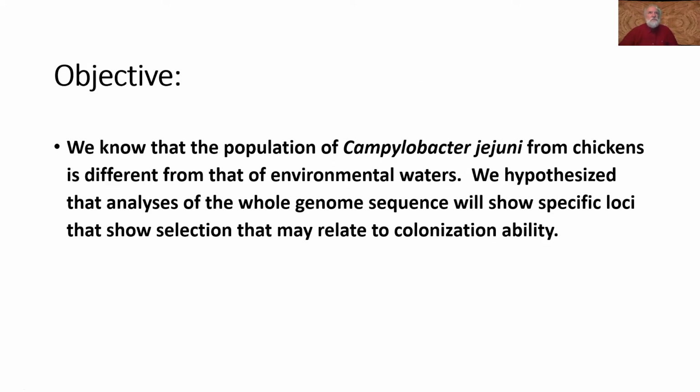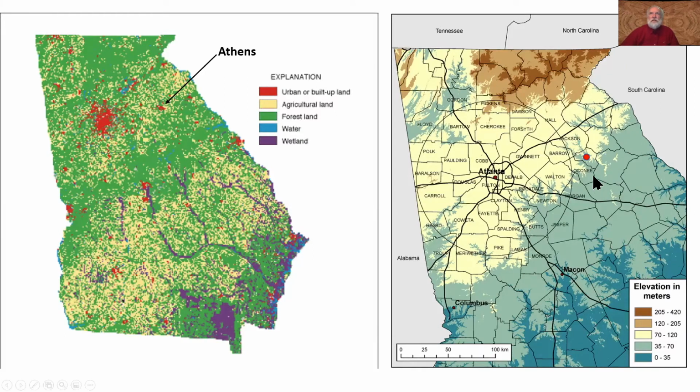The objective for this study: we know that the population of Campylobacter jejuni from chickens is different from those of environmental waters. We hypothesize that analyses of the whole genome sequence will show specific loci that show selection and may correlate to colonization ability. Now, as it happens, I work in Athens, Georgia, which is indicated by this red dot on this map and this red congregation in this map.